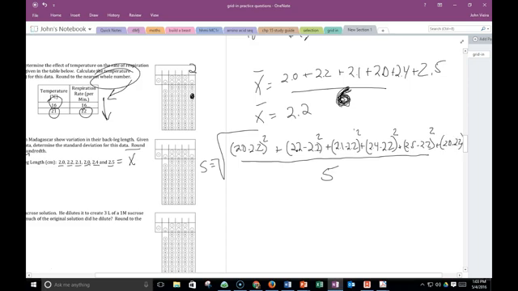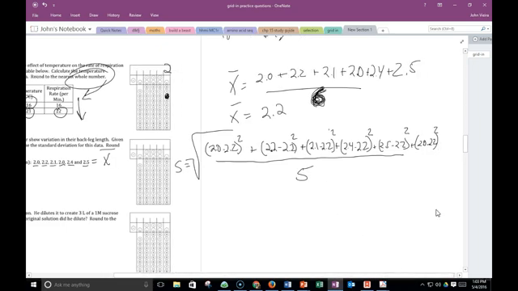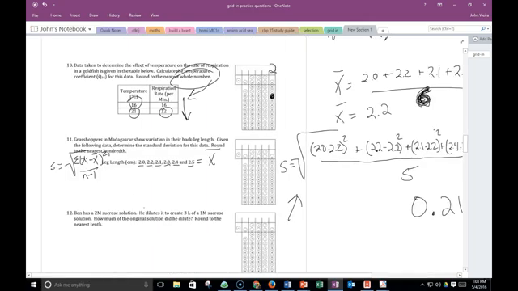Minus 2.2 squared. Right? So there's your math problem. Once you add up all these on top and divide by 5, please don't forget to square root. So you end up getting what? Does anybody have the final? What'd you get, Sam? 0.21. So 0.21 because it asks for it to the nearest hundredth. There's your standard deviation.